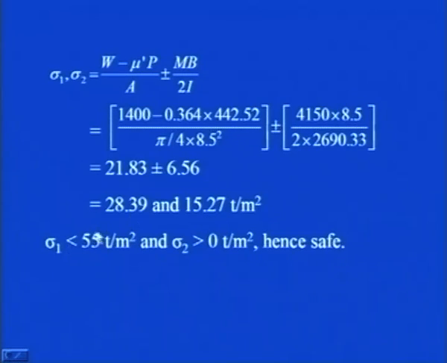The allowable bearing pressure has been given to you in this problem as 55 ton per meter square. So, the maximum pressure is less than the allowable bearing pressure and the minimum one is greater than 0, that means it is not tensile. So, for this particular problem, whatever well foundation you have taken, that is, whatever the diameter and force and moment coming on the well foundation, the foundation is safe for those particular values. So, this is how, for a particular well foundation or any practical problem, you can carry out the stability check of a well foundation.